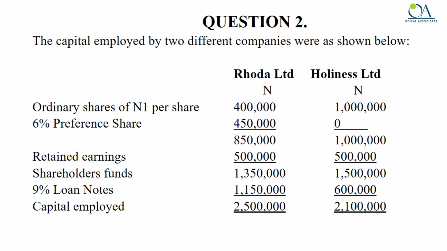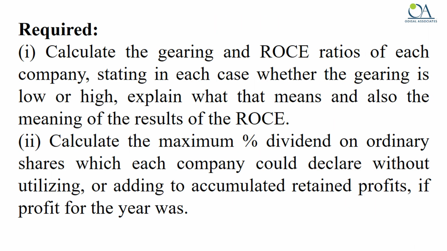9% loan notes, 1,150,000 for Rhoda, 600,000 for Holiness. Capital employed, 2.5 million for Rhoda and 2.1 million for Holiness. Required. 1. Calculate the gearing and return on capital employed ratios of each company, stating in each case whether the gearing is low or high. Explain what that means and also the meaning of the results of the return on capital employed, ROCE.